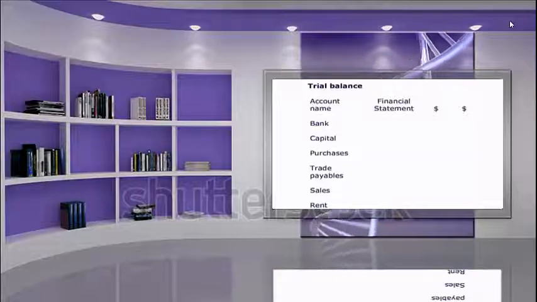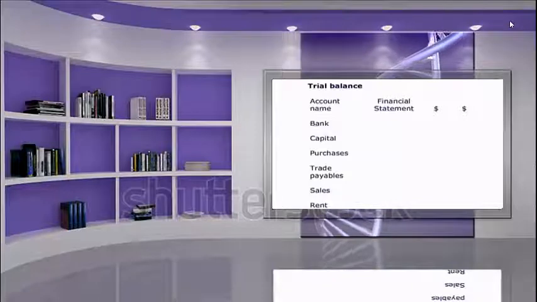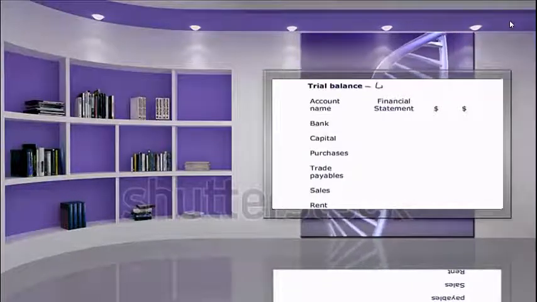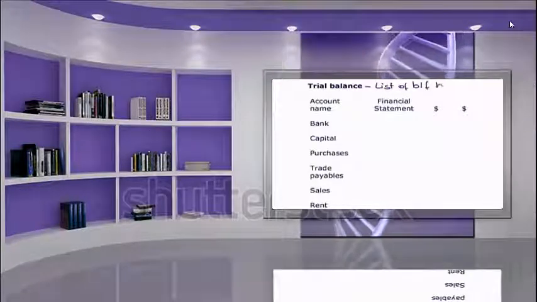Now a trial balance is a list of brought forward balances from your ledger accounts. So let's write that down. The trial balance is a list of brought forward balances.